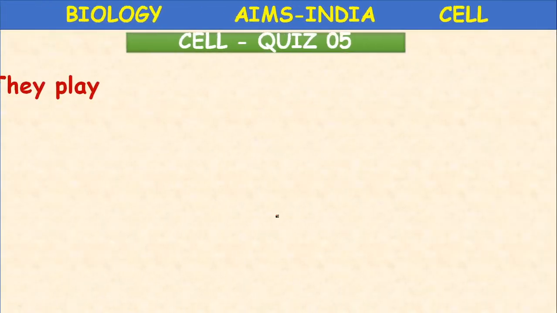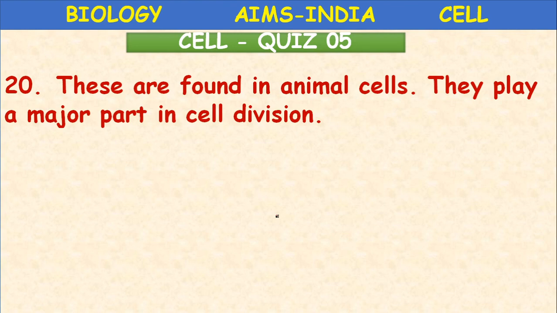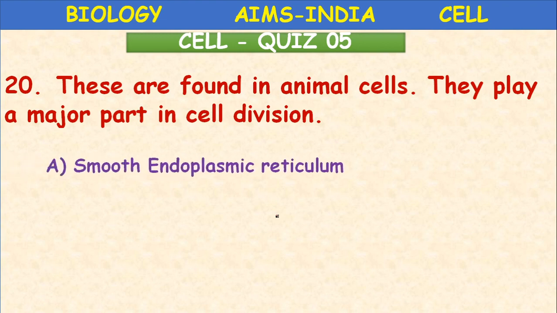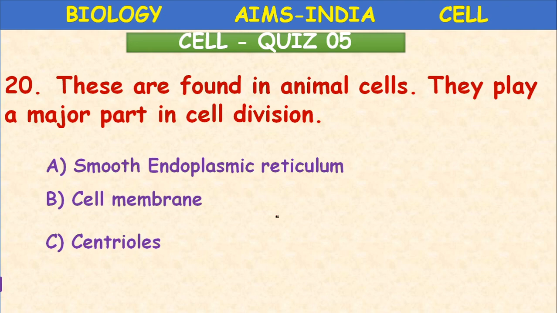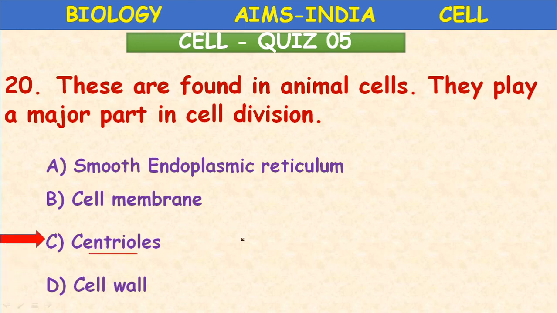So, last question of the day. These are found in animal cells. They play a major part in cell division: smooth endoplasmic reticulum, cell membrane, centrioles, cell wall. The answer is centrioles. Centrioles are present in the structure called centrosome. There are two centrioles in the centrosome. At the time of cell division, the centrioles reach the opposite poles of the nucleus and are involved in cell division.